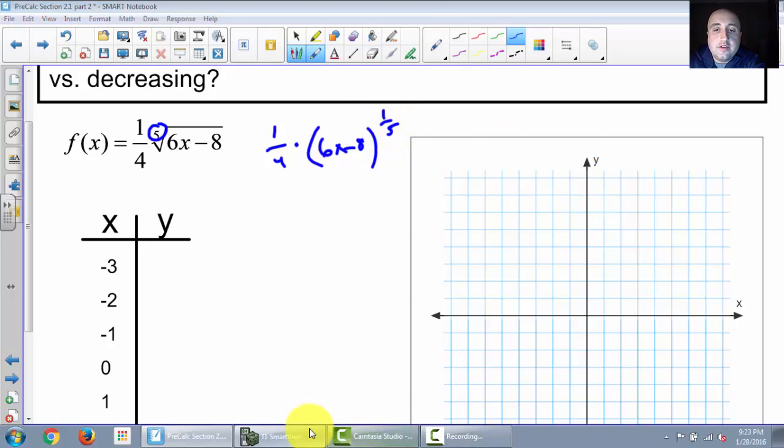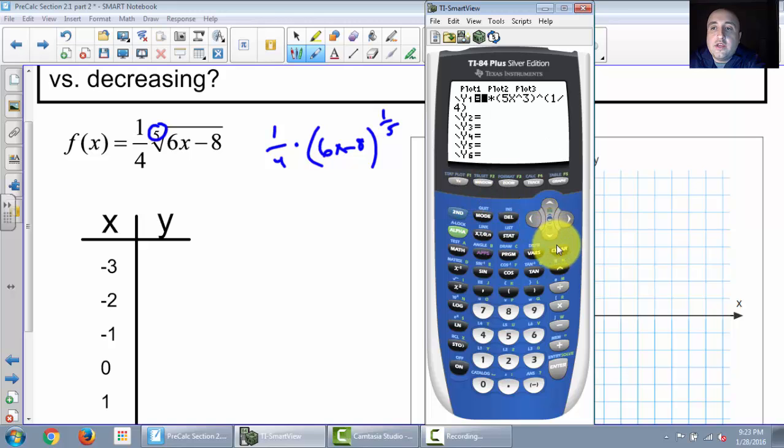All right, so I'm going to go to my calculator. Y equals, get rid of what's here. Instead of 1/4, I'm just going to do 0.25 times, in parentheses, 6x minus 8, parentheses, raised to the, oops, I need parentheses around fractions, 1 divided by 5. And I'm going to hit enter, and hit graph. All right, so there's our curve. It doesn't look very nice in our picture, but we're interested in the table.